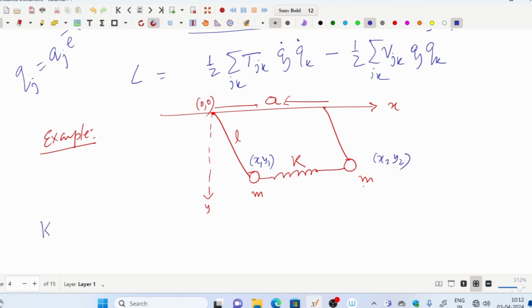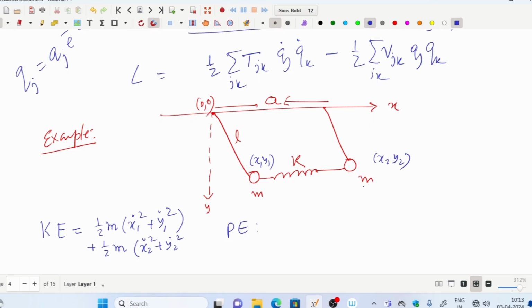So the kinetic energy for the first particle will be half m (x1 dot square plus y1 dot square). For the second one it will be half m, both having the same mass, (x2 dot square plus y2 dot square). And for the potential energy, notice here we will have gravitational potential energy as well as the potential energy due to the spring.